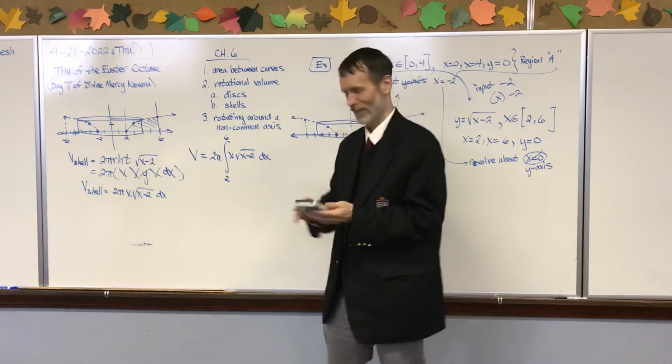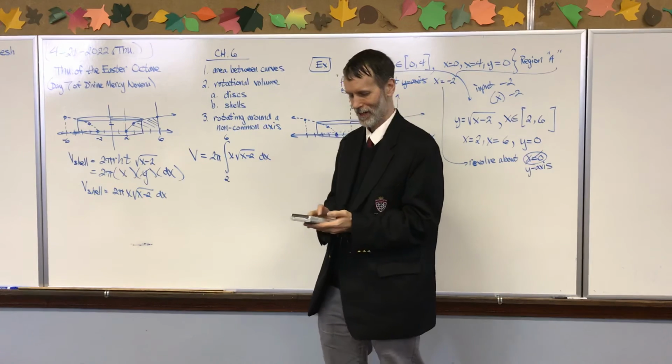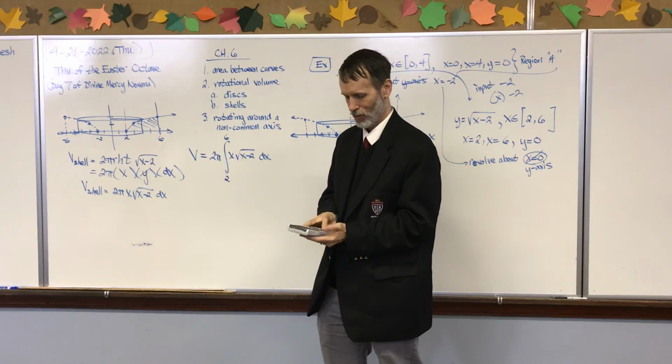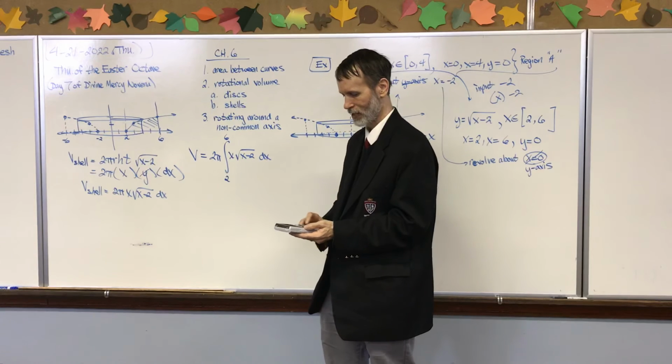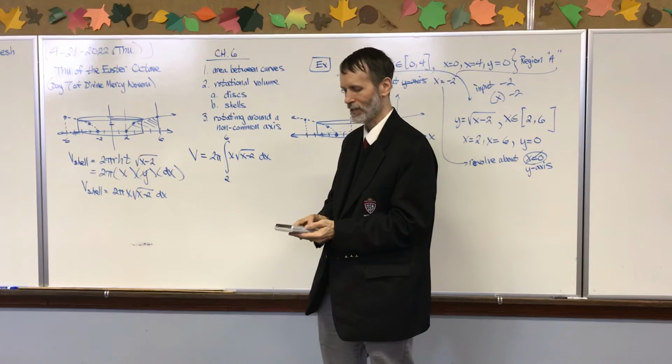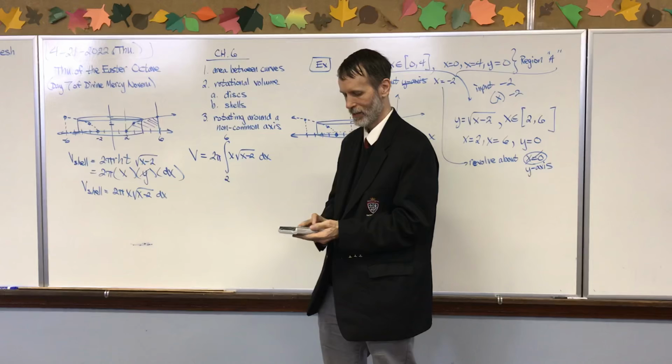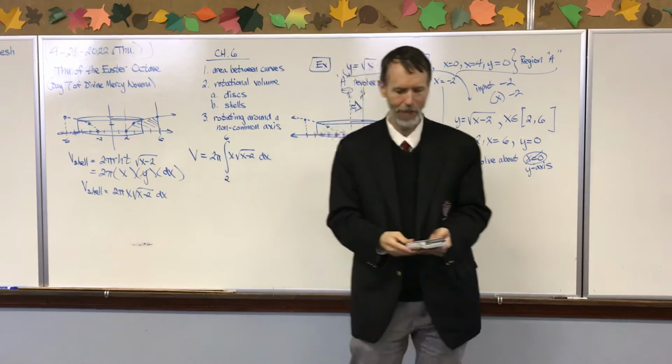Hold the 2 pi off. Math 9. X radical x minus 2, parentheses, comma, x, comma, 2, comma 6. Tell me what you get. You should actually get something nice.